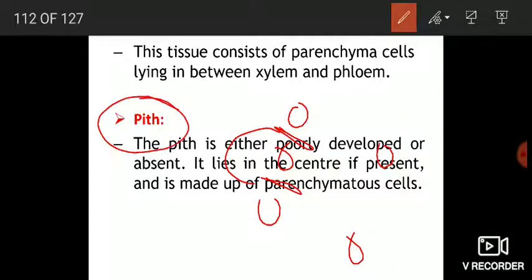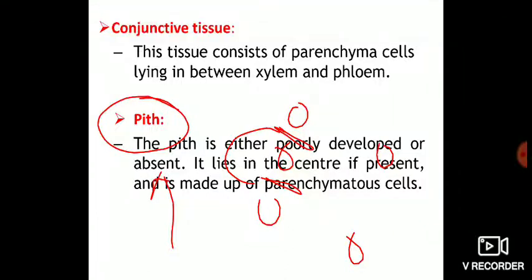Then finally the pith. The pith is either poorly developed or absent. You have to remember that the pith is either poorly developed in case of dicot roots, or it is altogether absent. And in some rare cases, if it is present, it is made up of parenchyma cells. But by and large, you have to remember that pith is absent.